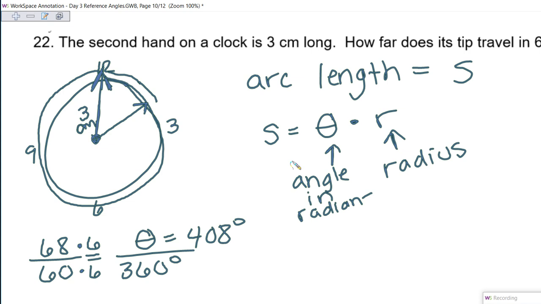Now your angle has to be in radians. So now we have to convert 408 degrees to radians. And that's what we did yesterday. And how do you convert degrees to radians? Multiply by pi over 180 degrees. So the degrees will cancel. That gives us 408 pi over 180. And that fraction simplifies to what?